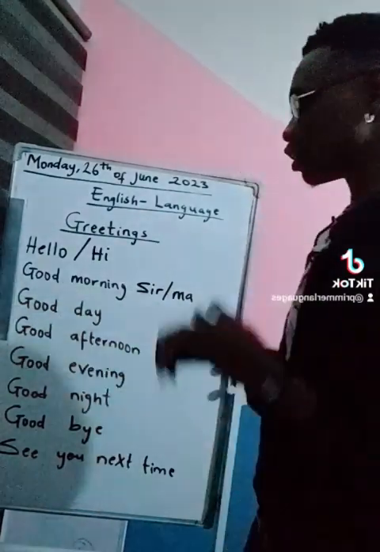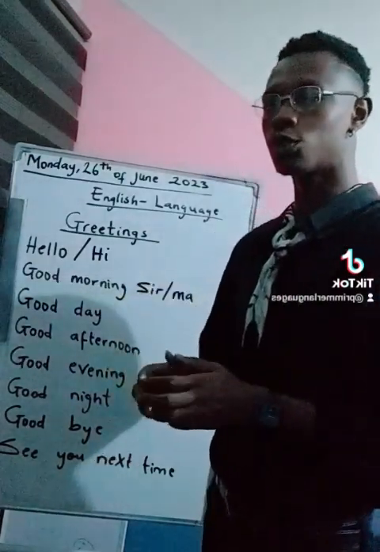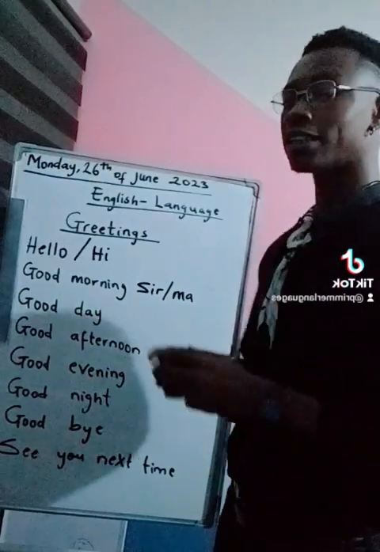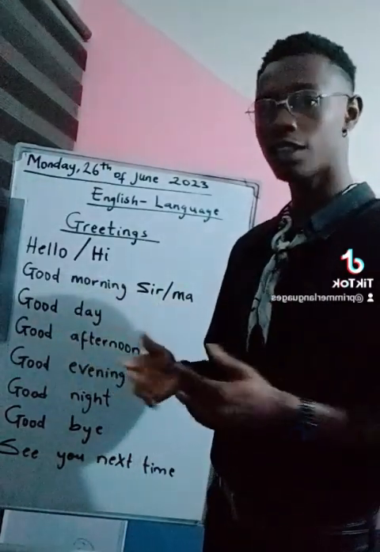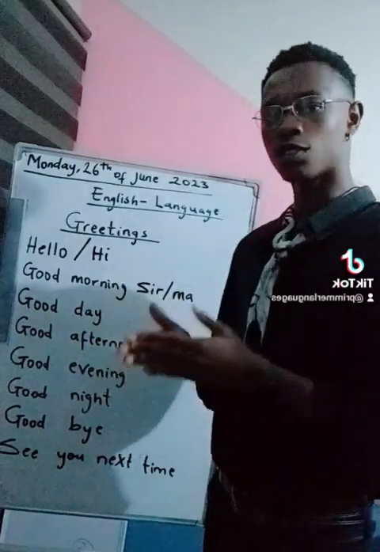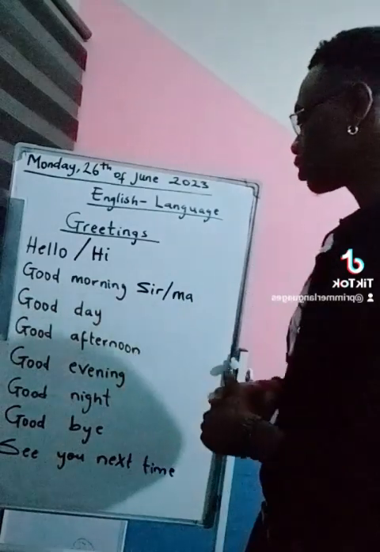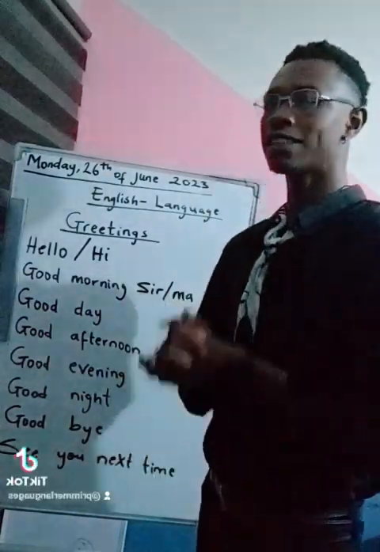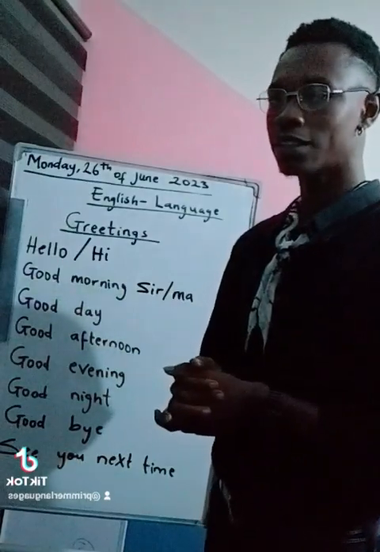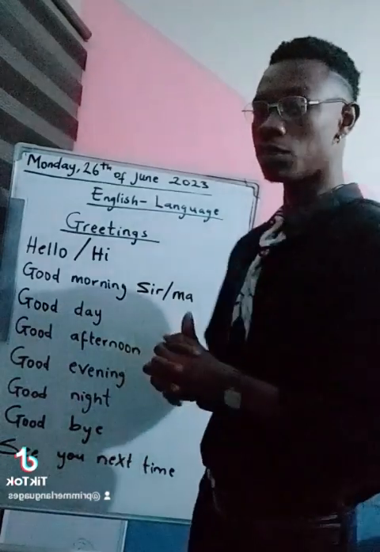The next one here is good afternoon. Good afternoon. Now, good afternoon is used in the afternoon. Alright? You can as well say good afternoon, sir. Good afternoon, ma'am. Alright? The next one is good evening. Now, good evening is used in the evening. Alright? When the day is getting dark. So, good evening, sir. Good evening, ma'am.